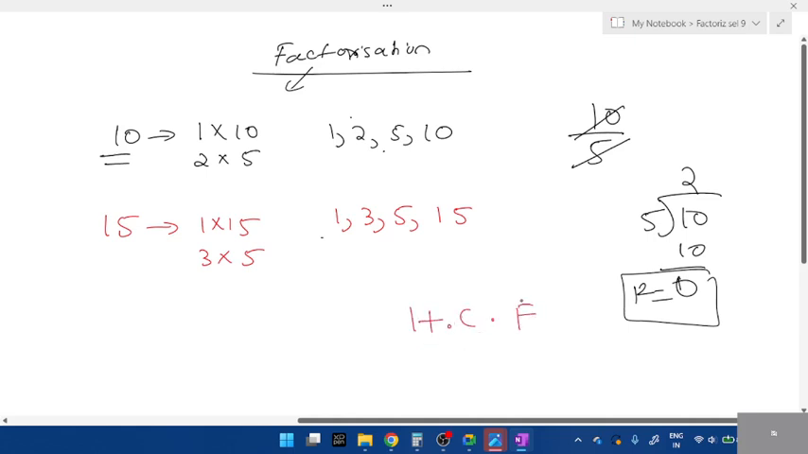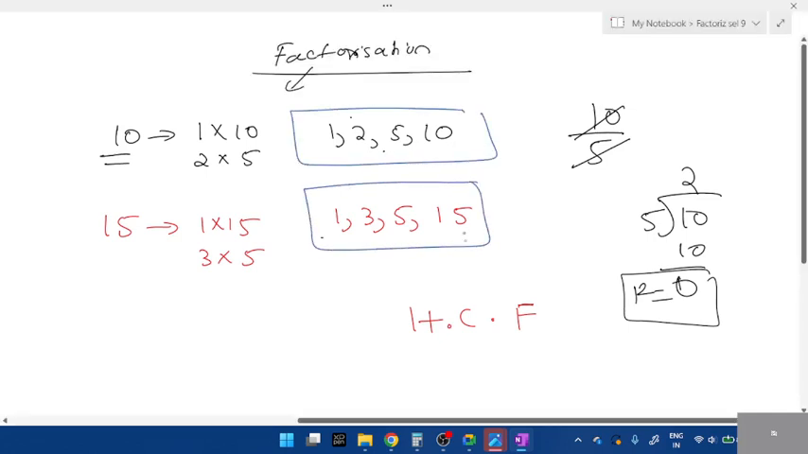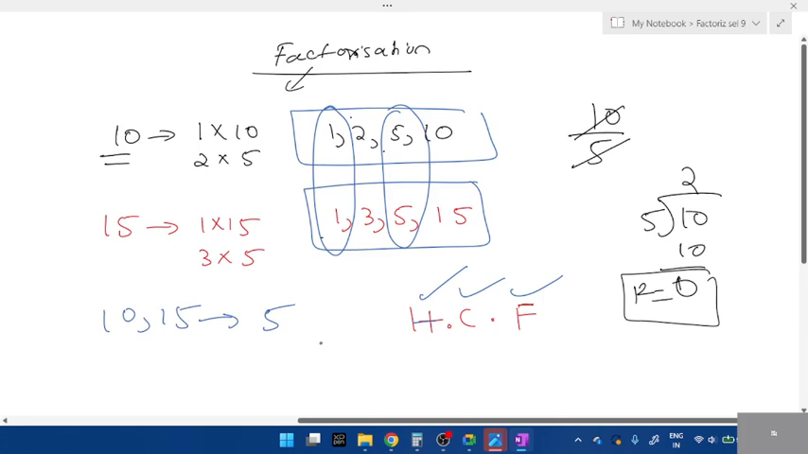So what do you mean by HCF? We found the factors for both. HCF is the highest common factor. Which numbers are common to both? 1 and 5. So we found the factors and we know what is common. Which is highest, 1 or 5? 5. So the highest common factor for 10 and 15, what is the answer? The answer is 5. So this is also part of factorization.